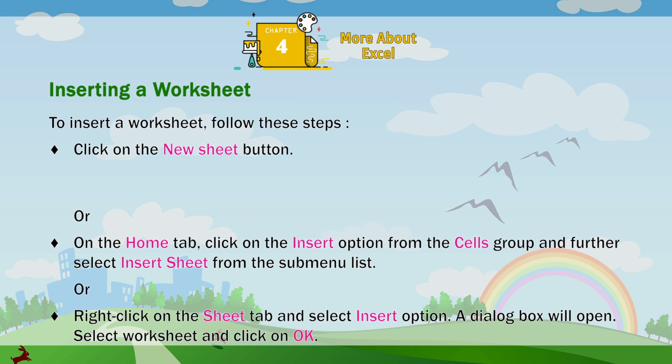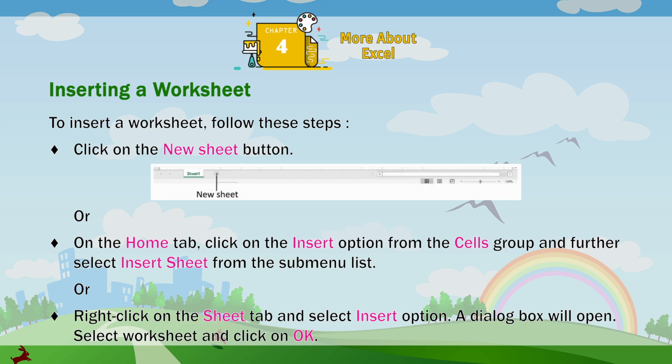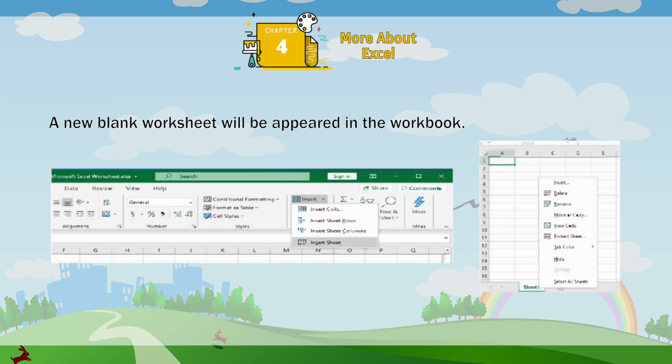To insert a worksheet, follow these steps. Click on the New Sheet button or on the Home tab, click on the Insert option from the Cells group and further select Insert Sheet from the submenu list. Or right-click on the Sheet tab and select Insert option. A dialog box will open. Select Worksheet and click on OK. A new blank worksheet will appear in the workbook.